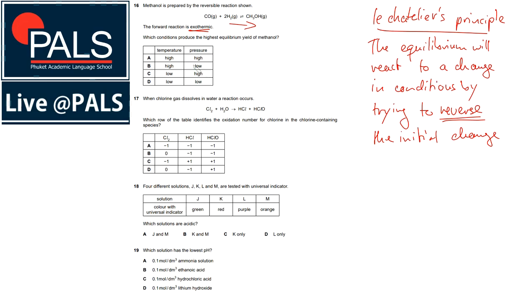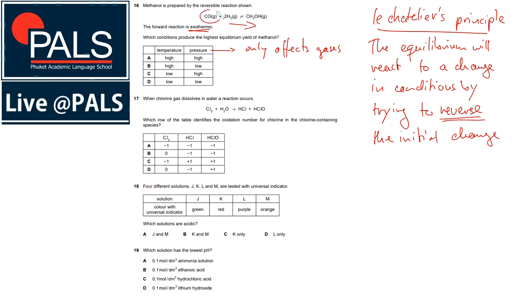And pressure. So pressure will only affect gases. Now we know that gases can be compressed. So pressure in terms of gases is more or less the same as concentration, because if we increase the pressure, we push particles closer together and therefore they become more concentrated. So what we have to do is count the number of gaseous molecules on both sides of the equation.